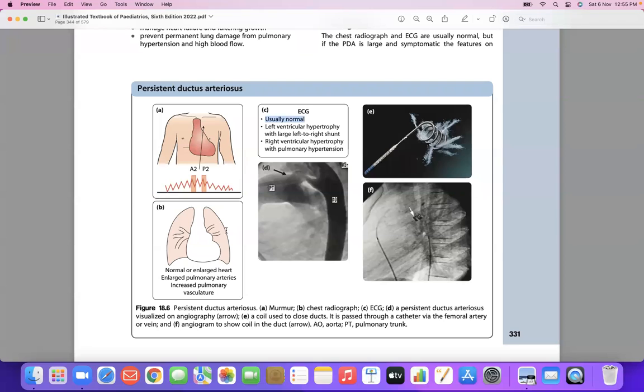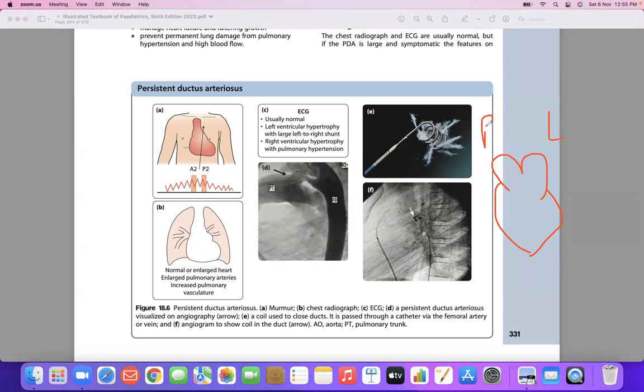ECG can be normal, but since again there is increased blood flow to the lungs, and in turn it will come back to the left heart, you can have left ventricular hypertrophy. And also whenever pulmonary hypertension develops, you can have right ventricular hypertrophy. So here also you can see biventricular hypertrophy. To start with, if you understand what is happening in patent ductus arteriosus, you will remember the ECG and also the chest X-ray.